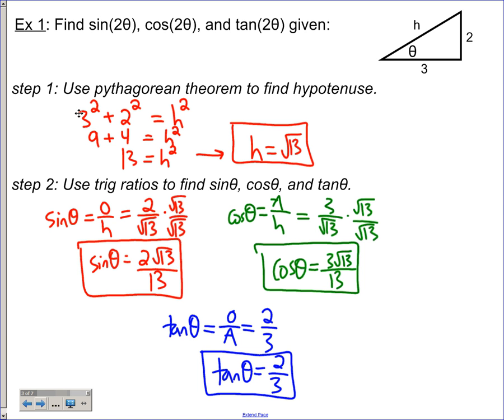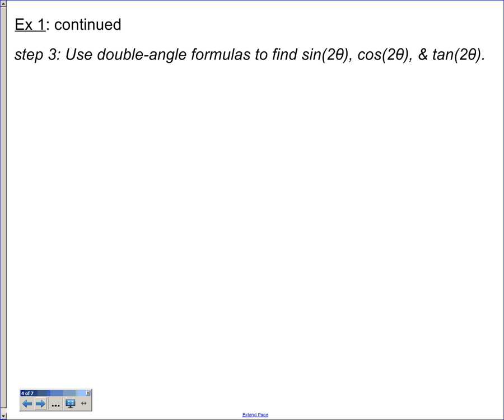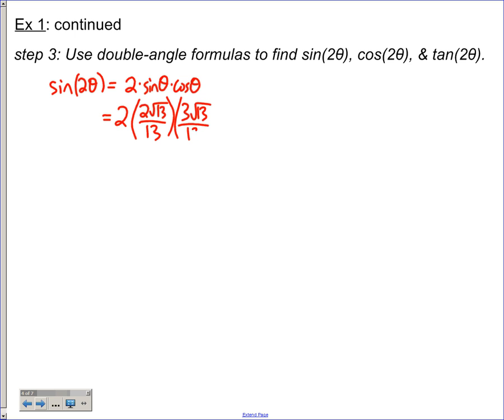We've got those three values. We're going to use them because, if you notice in your identities on the first page, we're going to have to plug in sine of theta, cosine of theta, and tangent of theta, and then simplify. So step 3, our final step, we want to evaluate what sine of 2 theta is. Our formula says it's 2 times sine of theta times cosine of theta. Looking on the previous page, we've got 2 root 13 over 13 and 3 root 13 over 13. This gives me 2 times 2 times 3. The square roots of 13 combine to give me a 13. On the bottom, I've still got 13 times 13, so I'm going to cancel out one of those 13s, and I'm left with 12 over 13.